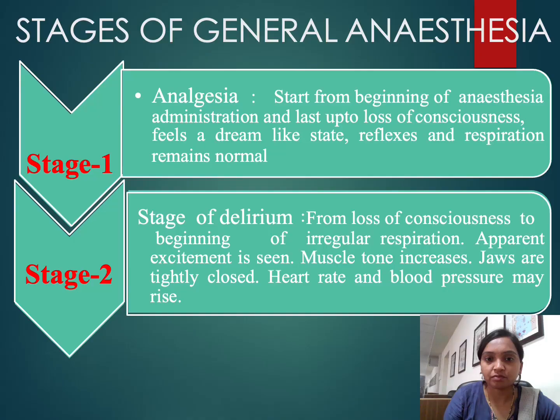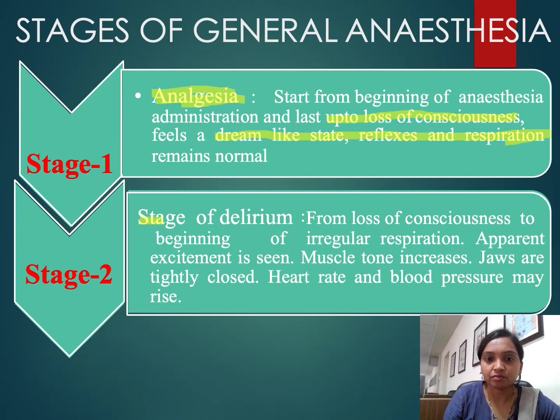So moving on to the various stages, I'll not go into too much detail. There are 4 stages of general anesthesia. First is the stage of analgesia, which starts from the time they give you anesthesia till there is loss of consciousness. Here the person will go into a dream-like state, and the reflexes and respiration will still be normal.